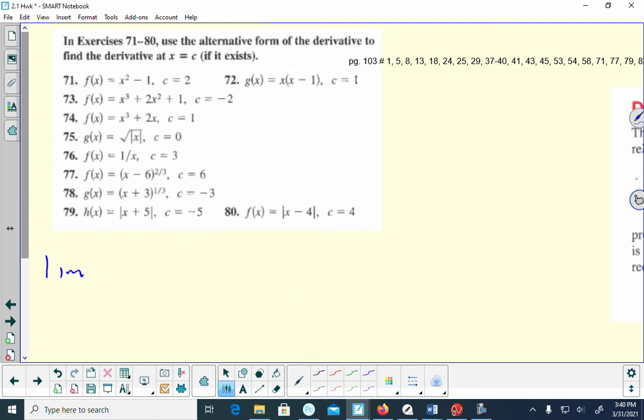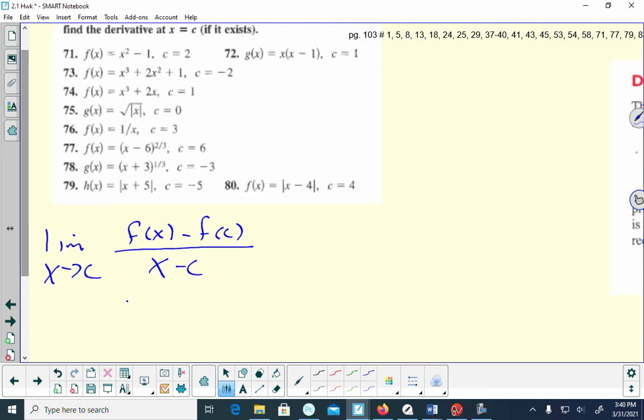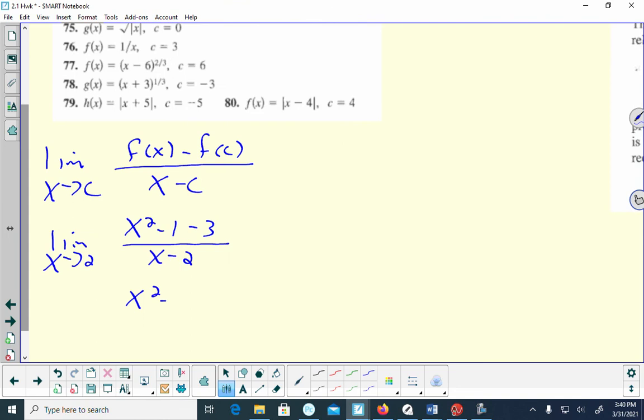For derivatives, you're going to take the limit as x approaches the c value, and you're going to do f of x minus f of c all over x minus c. So for 71, I'm going to do x squared minus 1, and then when I put in 2, that's 4 minus 1, which is 3, all over x minus 2, and I'm taking the limit as x approaches 2. So this will be x squared minus 4 over x minus 2.